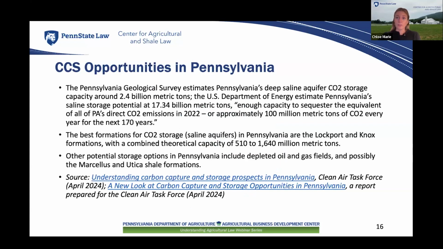The report also revealed that Pennsylvania has underground formations in its western, central, and northern regions that could potentially store CO2. These formations include saline aquifers, which are layers of saltwater-filled rock capable of holding CO2.